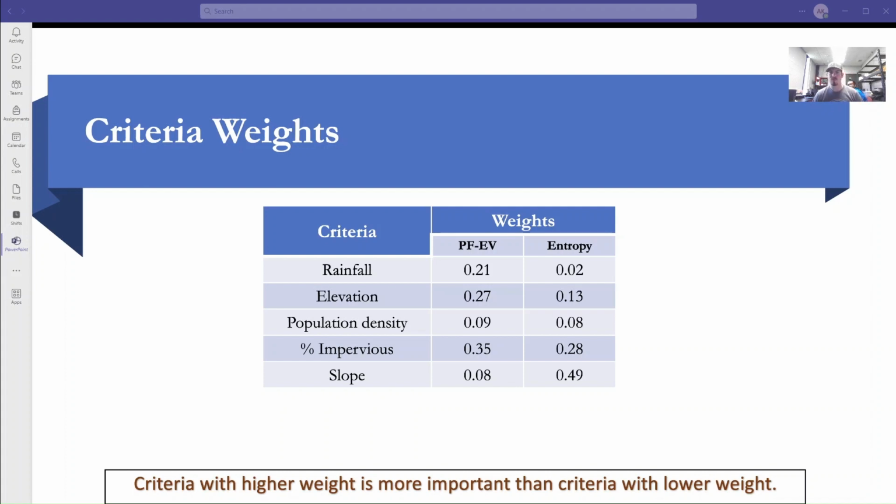So the entropy weights are calculated using the R software. As you can see, we have rainfall at 0.02, elevation at 0.13, population density at 0.08, and the more important weights ranked by RStudio were percentage impervious, which had a weight of 0.28, and slope, which had a 0.49 weight to it.